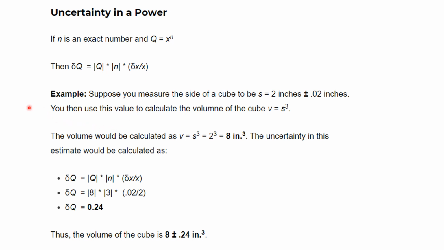As an example, suppose you want to calculate the volume of a cube whose side is 2 inches plus or minus 0.02 inches. So we calculate that, we cube the 2 and we get 8 cubic inches. But the uncertainty would be this. So here I get 8 times 3 times 0.02 over 2. I do all of that calculation, I get 0.24. So the volume of the cube is 8 plus or minus 0.24 cubic inches.